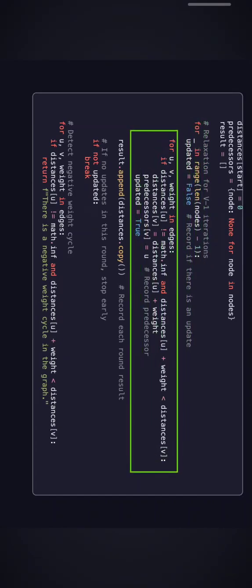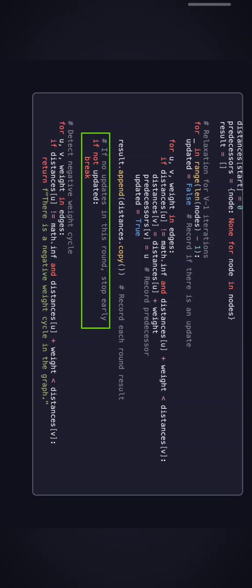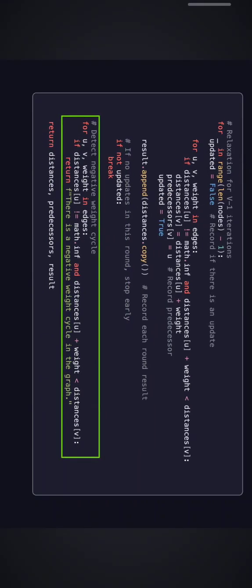In each iteration, it examines every edge to determine if a shorter path exists. If a shorter path is found, the algorithm updates the shortest distance and records the predecessor of that node. If no updates occur during an iteration, it indicates that the shortest paths have stabilized and the algorithm can terminate early. After completing these iterations, the algorithm performs a final check.